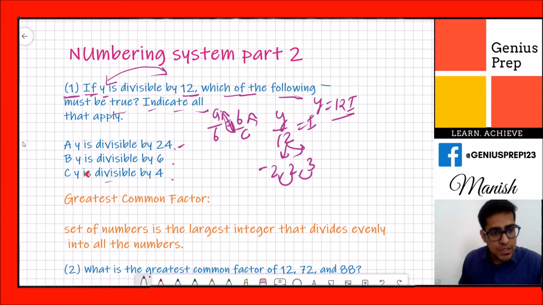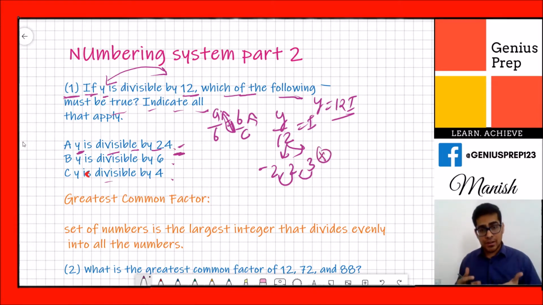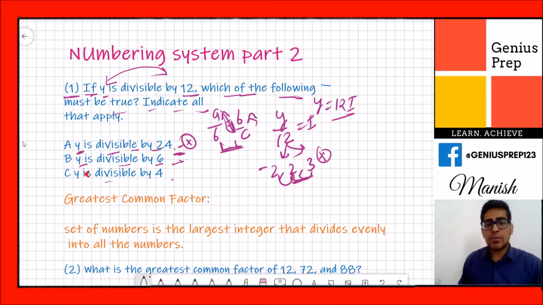The first option says y is divisible by 24. We cannot guarantee that, because 24 is not among the factors, so we will not choose this. Now, y is divisible by 6. That means 6 should be a factor of y. With this concept we are getting 6 here, so definitely y will be divisible by 6. So B is a right answer.